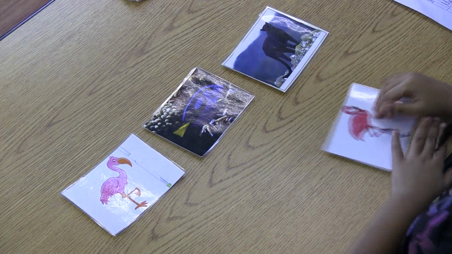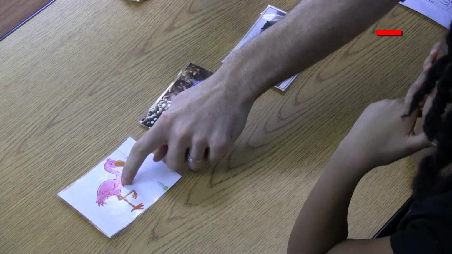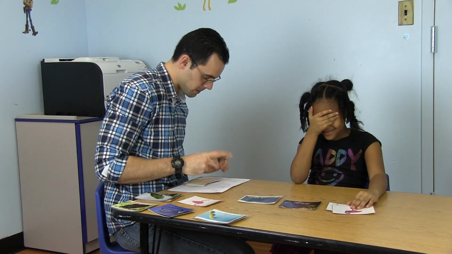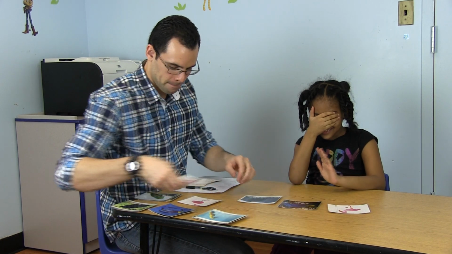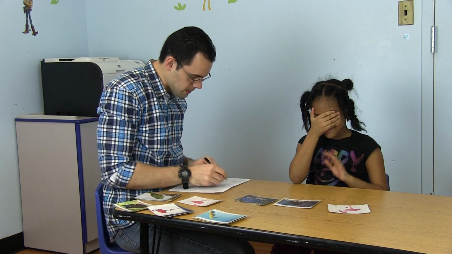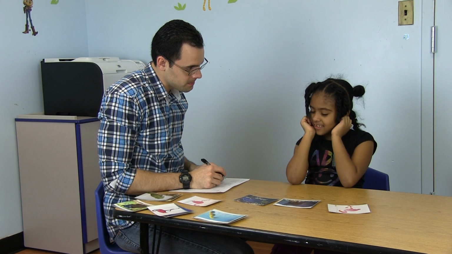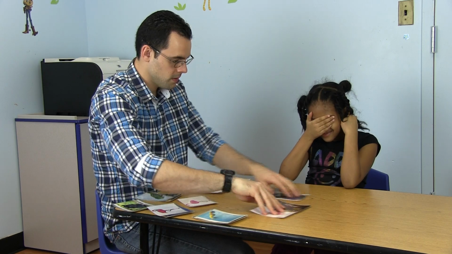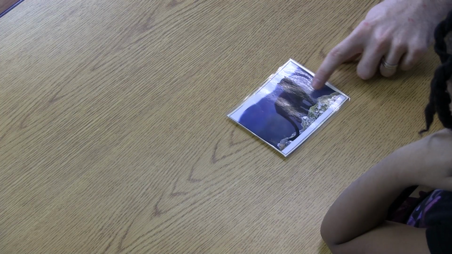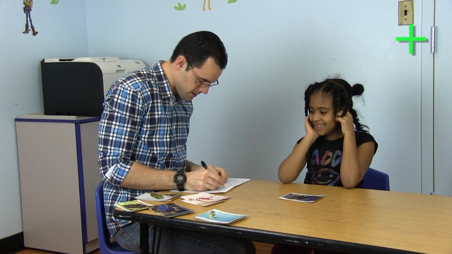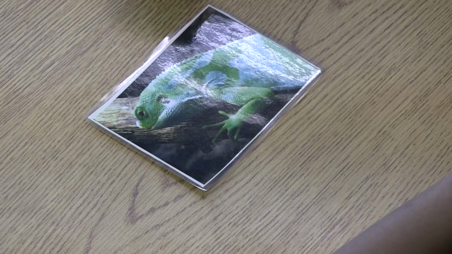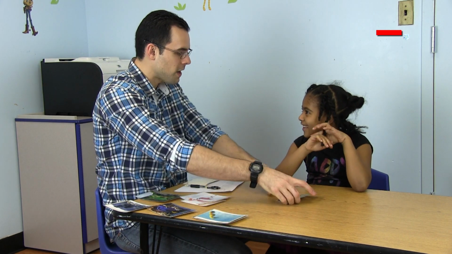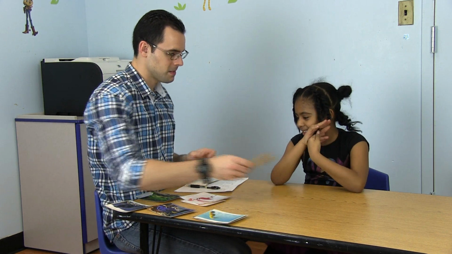Match flamingo with flamingo. That's matching flamingo with flamingo. Point to tang. Nice, that's tang. Good job. Panther. It's a panther, right? What's this? Iguana. What's this?